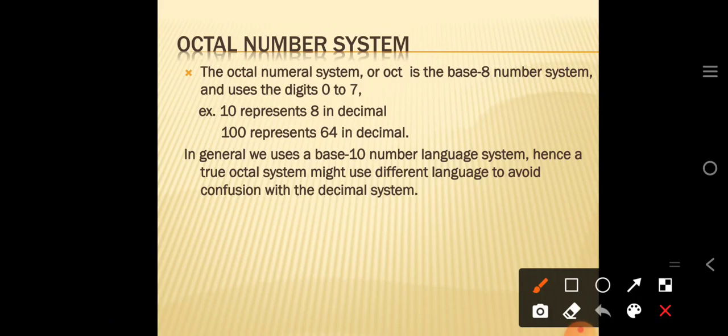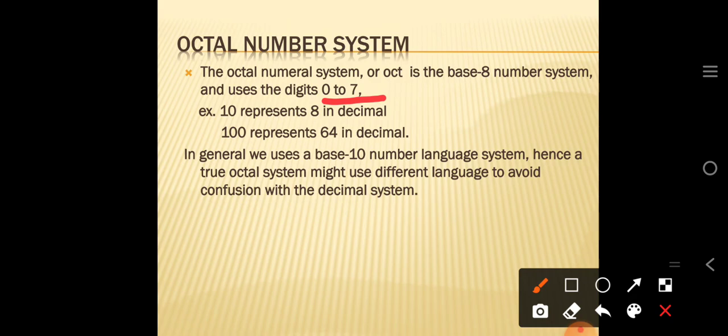What are we using here? The digits from 0 to 7. So the octal number system, or oct, is the base 8 number system. It means the base of this number system is 8, and it uses the digits from 0 to 7.